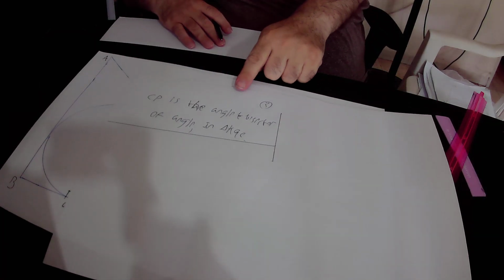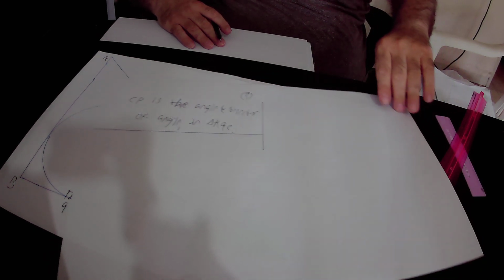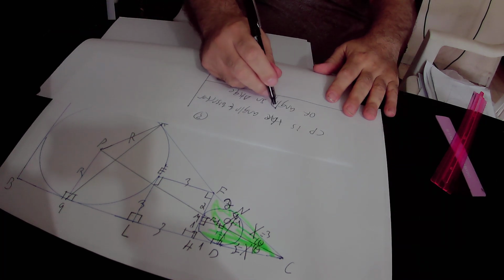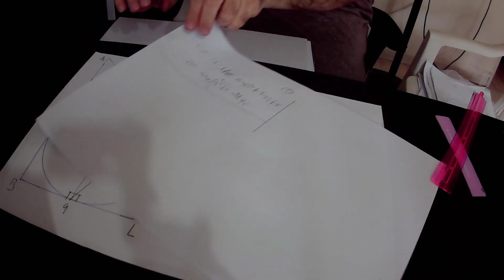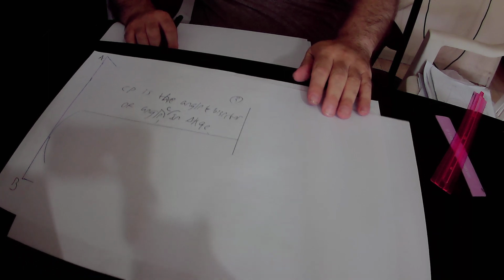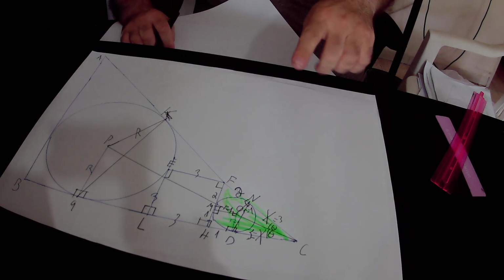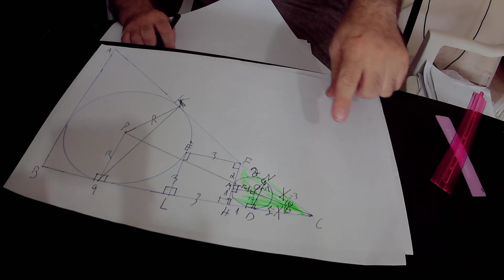Repeat again. We found out that CP is the angle bisector of angle C in triangle KQC. So, in conclusion, we found out that angle C has two angle bisectors: angle bisector OC and the angle bisector BC.